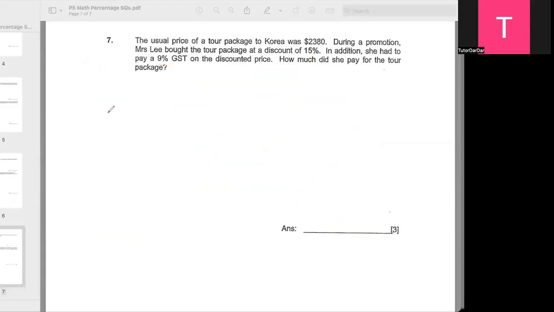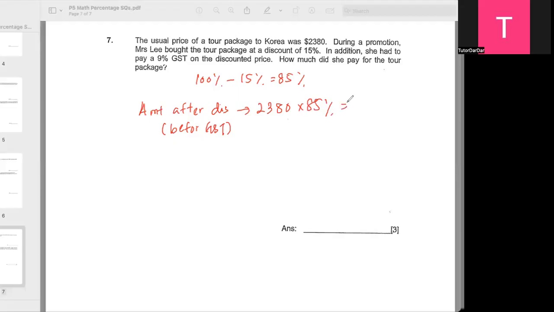Now, I will show you another method. Same thing, the usual price of the tour package to Korea was 2,380. During a promotion, Mrs. Lee bought a tour package at a discount of 15%. So same thing, 100% minus 15%, you are left with 85%. So the amount after discount but before GST is going to be 2,380 multiplied by 85%, which will give you 2,023.